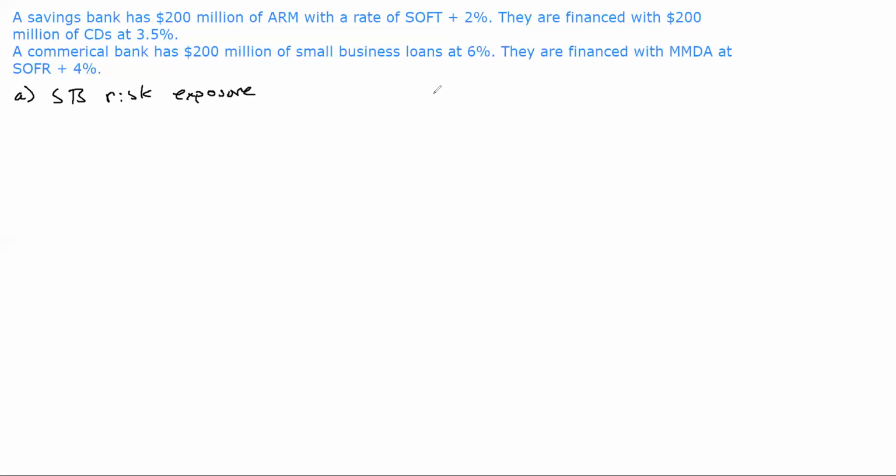So we know that they are receiving the overnight financing rate, so SOFR plus 2% on the adjustable rate mortgages. They're paying 3.5% on the CDs. So this would be financing rate minus 1.5%. So their risk exposure would be if the overnight financing rate falls below 1.5%. Because again, this needs to stay above zero in order for them to make money from this transaction.